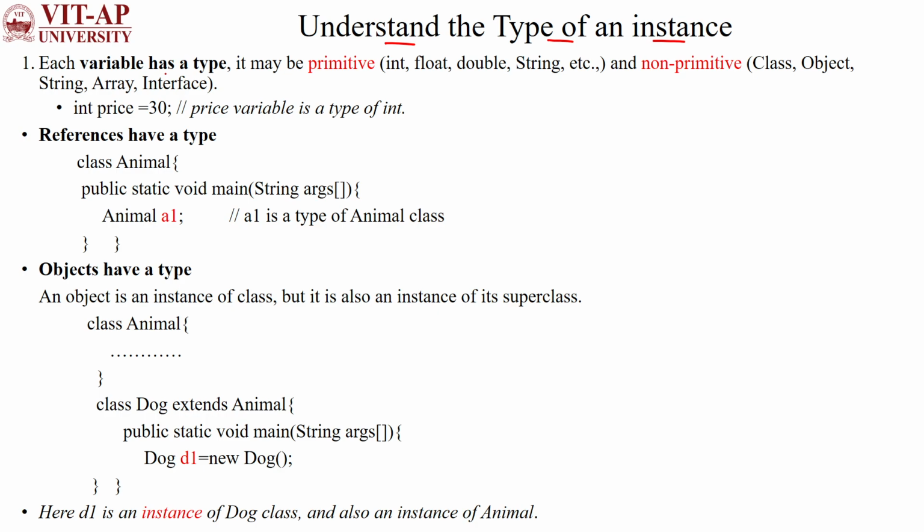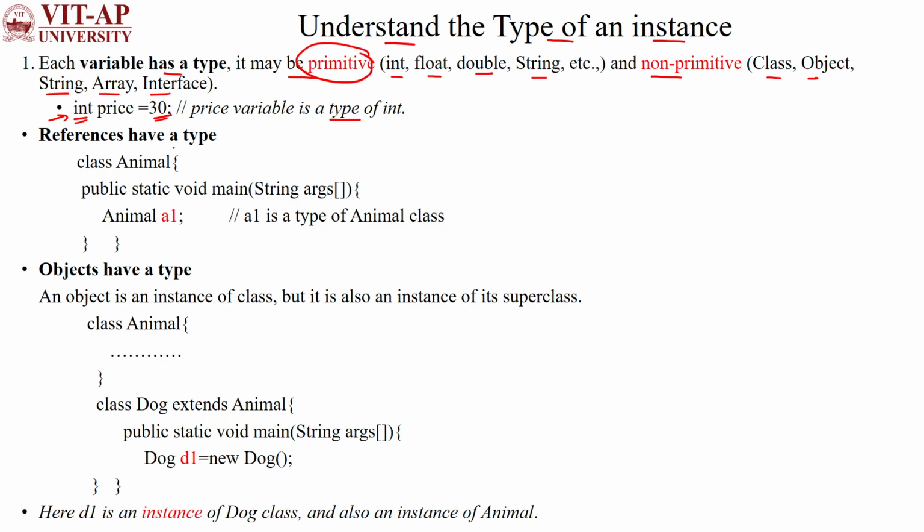Each variable has a data type. It may be a primitive data type, with respect to integer, float, double, string, etc., or a non-primitive data type, with respect to class, object, string, array, interface. Here, for example, we are declaring a variable with integer data type and assigning the value 30. So here the variable is of type integer, a primitive data type.